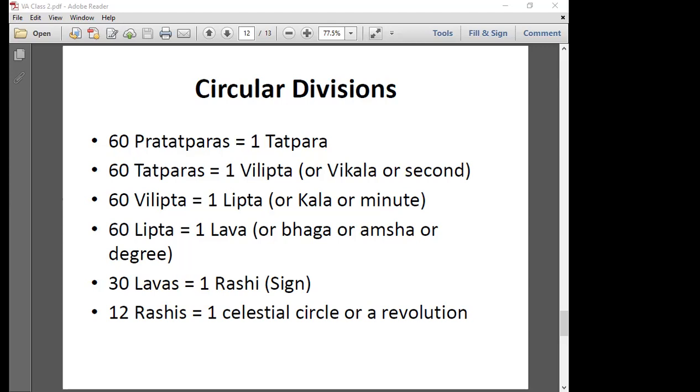And the outer planets, which lie outside the orbit of the Earth, are the superior planets, the planets of Mars, Jupiter, and Saturn. Leah has asked for repeating the order of the horas. So it is Saturn, Jupiter, Mars, Sun, Venus, Mercury, and Moon. So this is the order.